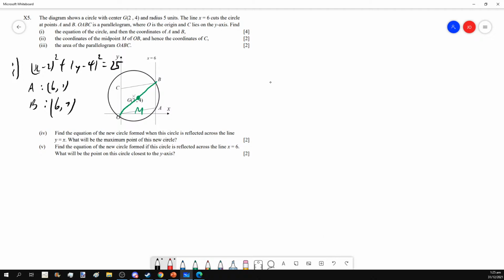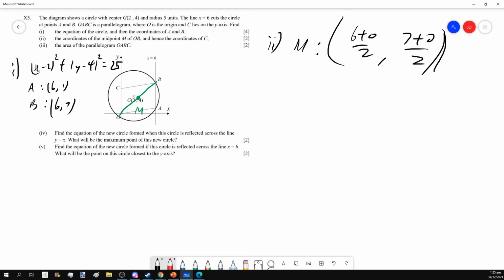So let us find M. In this case, we already know that B is 6, 7, so we can simply use the midpoint theorem from the previous video, and say that M will be the average, which will be as follows. Of course, 6 plus 0 over 2 will simply give us 3, so let us instead have this result.